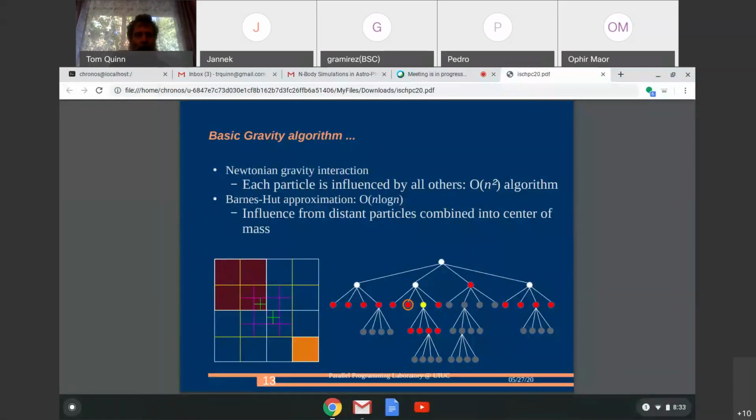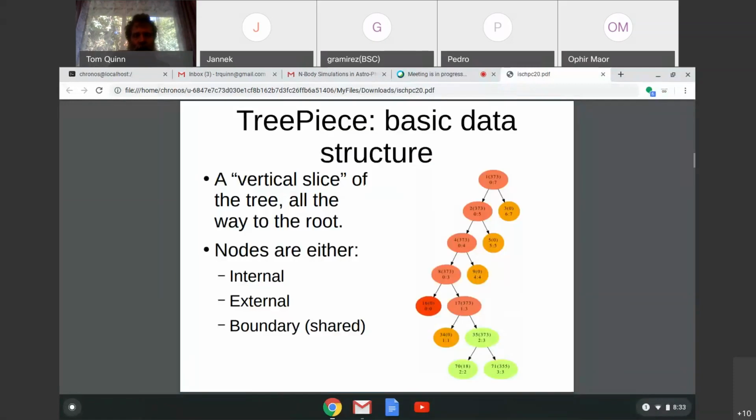All right, so let's think about implementing it. We've got to distribute this tree across a large number of parallel processors. The way we do this is what we call tree pieces. So in the language of CHARM++, when you listen to Nitin's talk about that, each of these tree pieces is a chare, a computational object.